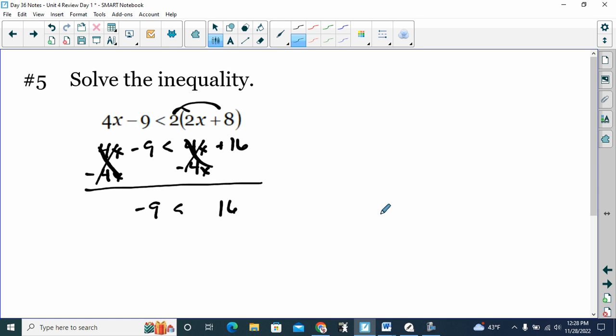When that's the case, this is one of the special cases that we have. We want to check to see, is this statement always true or never true? 16 is indeed bigger than a negative number. So this is a true statement. When that's the case, we say all real numbers are solutions, or infinitely many solutions. All real numbers are solutions.